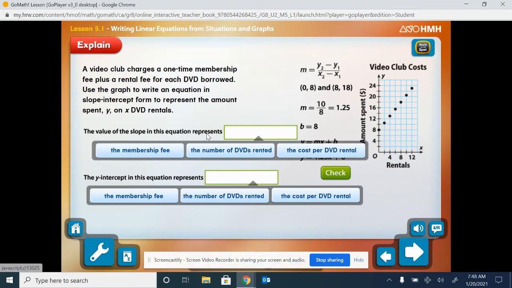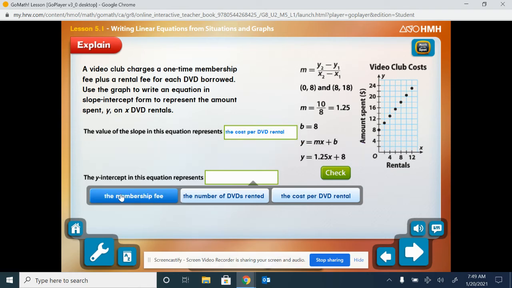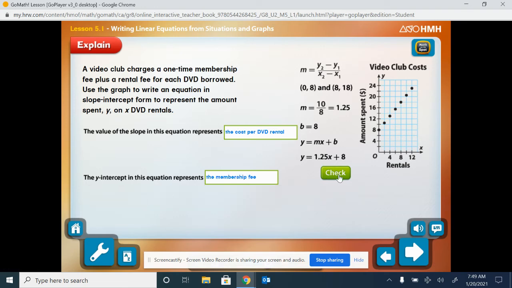So the value of the slope in this equation, remember, slope is a rate. This does not show a rate. The amount of DVDs rented doesn't show the cost per, the word per. Yep, that's it. And then the y-intercept is just a one-time fee. The x represents the number of DVDs rented, so the y-intercept represents the membership fee, okay? Yes, nice job. It costs $1.25 per DVD, and the membership fee is $8. Any questions? Let me know.